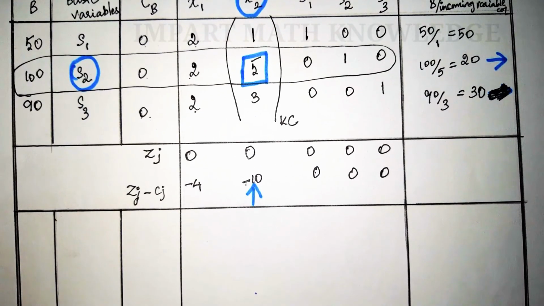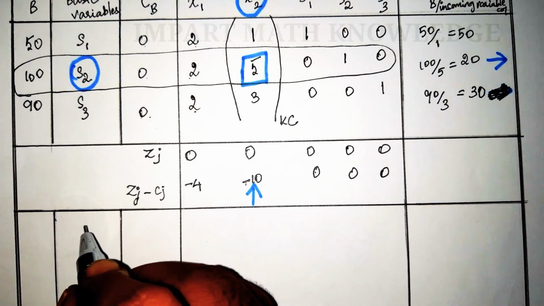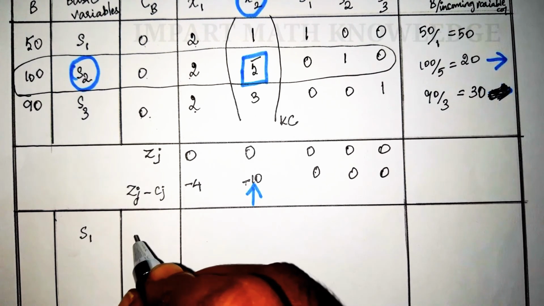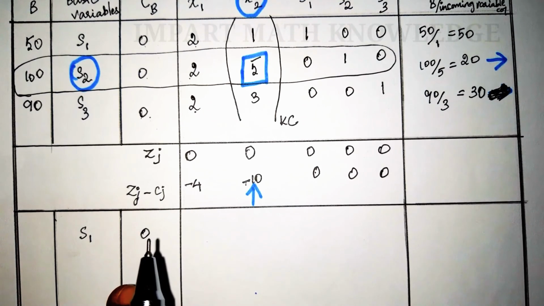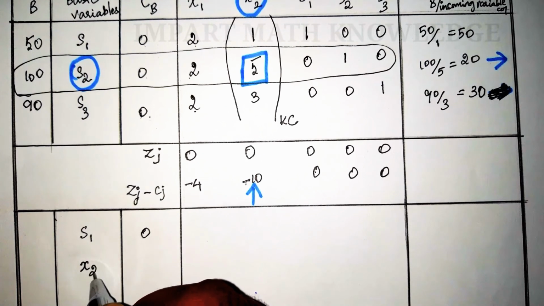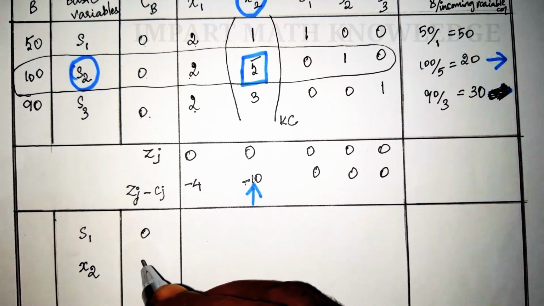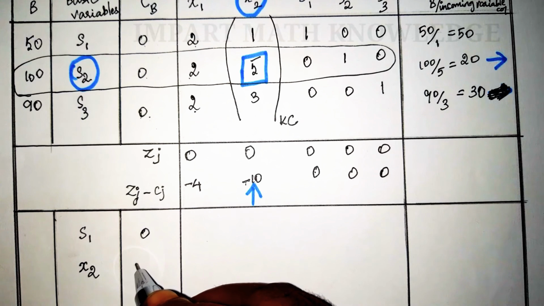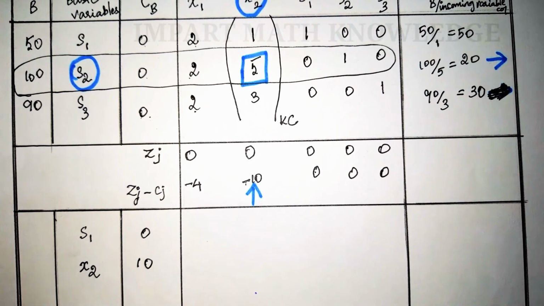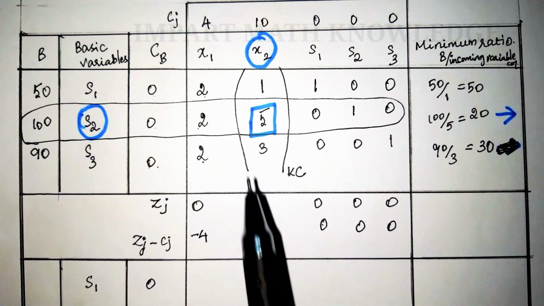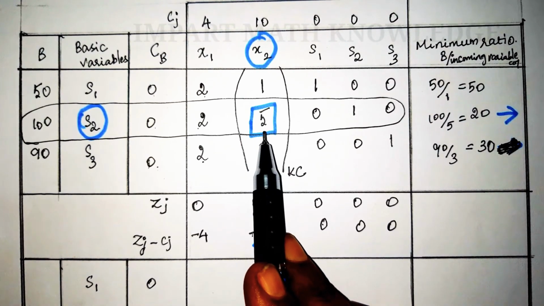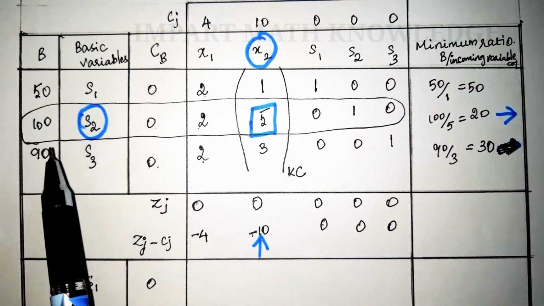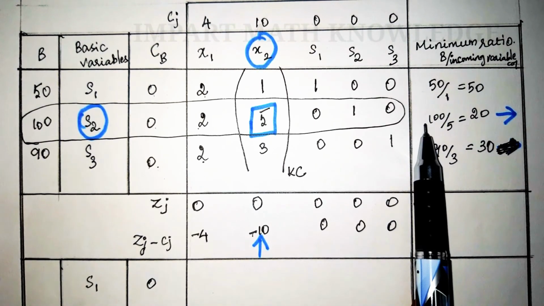Okay, in the second table, you have to write all the values. S1, there is no change. The cost is 0. S2 leaves the table. So, instead of S2, here we put x2. For x2, the cost in the objective function is 10. For s3, there is no change. Now we want to make the pivotal element 1. That is, you have to divide 5 by the same element. You have to apply that operation throughout the row.